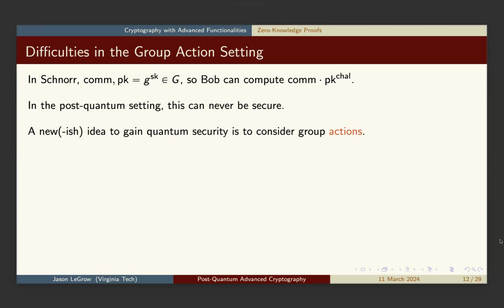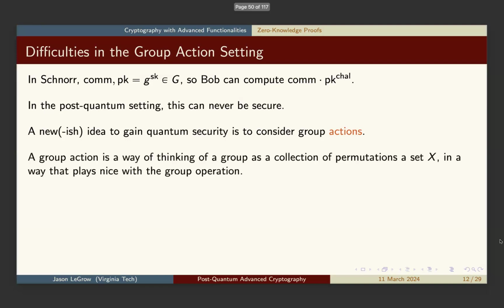So instead, what we're going to do is to try and get quantum security. We still want to work in a group, but we're going to consider instead a group action. If you've taken your second abstract algebra class or something, you've probably seen a bunch about group actions. So what is a group action? Well, it's nothing more than a way of thinking of a group as a collection of permutations on a set. You've got your abstract group. It can be a cyclic group, it can be a dihedral group, whatever kind of group you want.